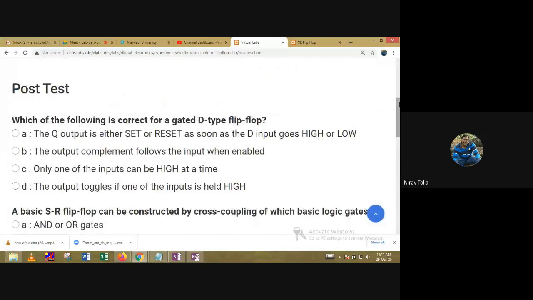Okay, so this is question number one. Which of the following is correct for the gated D type of flip flop? The Q output is either set or reset as soon as the D input goes high or low. The output complement follows the input when enabled. Only one of the inputs can be high at a time. And the output toggles if any of the inputs is held high. Either it is A, B, C, or D.